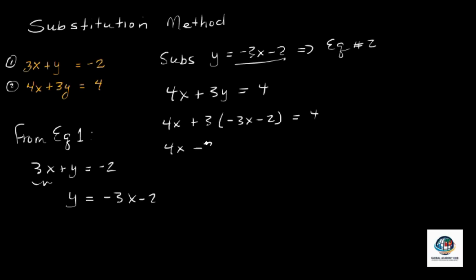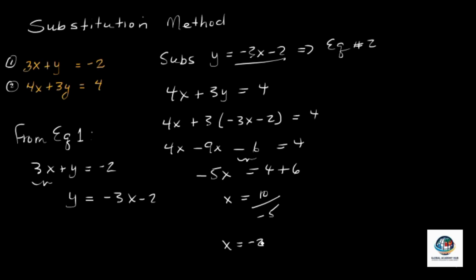4x minus 9x minus 6 is equal to 4. So now I have 4x minus 9x is minus 5x is equal to 4 plus 6. This minus 6 is transposed to the right side. It becomes positive. So x then is equal to 10 divided by minus 5. Divide by minus 5 on both sides. So x then is equal to minus 2.